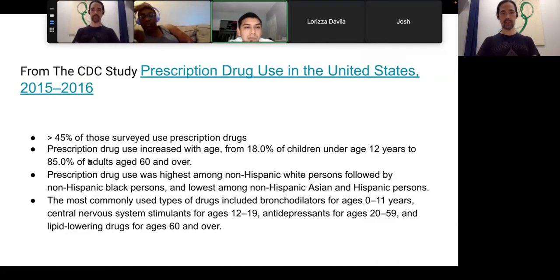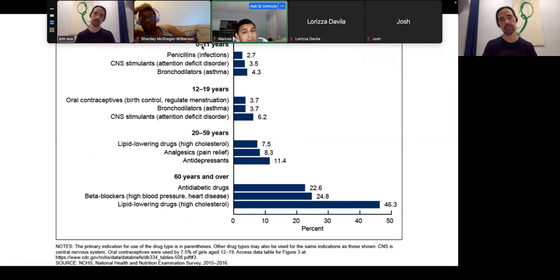Okay, a lot of people take medications, and the older the population gets, the more likely they are taking medications. 85% of adults age 60 and over take medications, but plenty of children take medications. If you look at what people are taking, between 0 and 11 years, the number one thing is bronchodilators. That's for asthma. Second to that is central nervous system stimulants, for attention deficit disorder, ADD, ADHD. And then antibiotics, penicillins for infection, you have to take those.